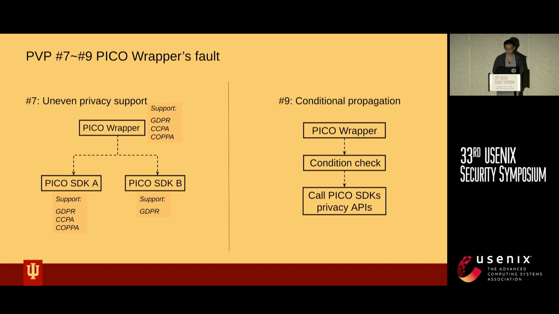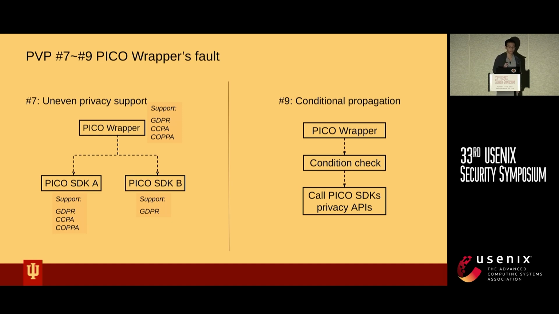And on the right-hand side is our pattern 9. We call it conditional propagation. This is because we notice that some of the wrappers have their own understanding of privacy laws. So they choose to add a conditional check before they relay the user's privacy configuration to the PICO SDKs they integrate. For example, we notice that some of the wrappers are using the IP address as a condition.